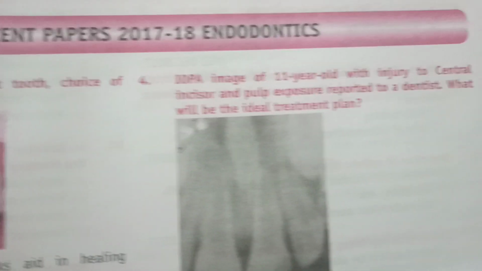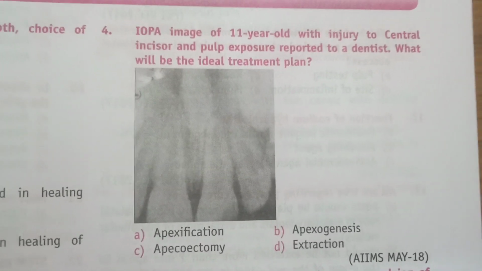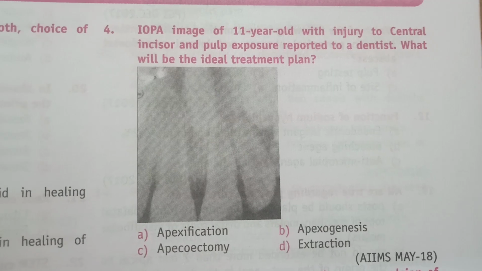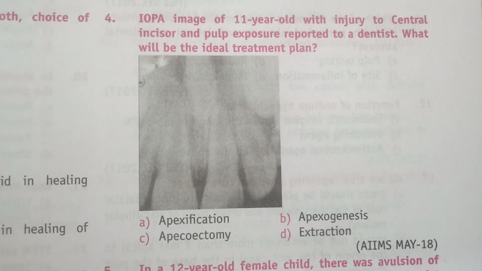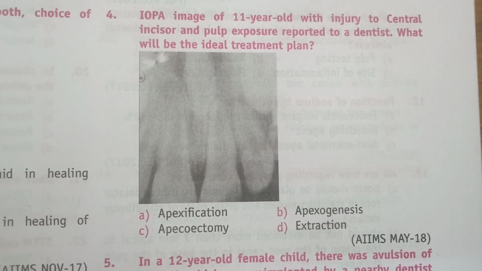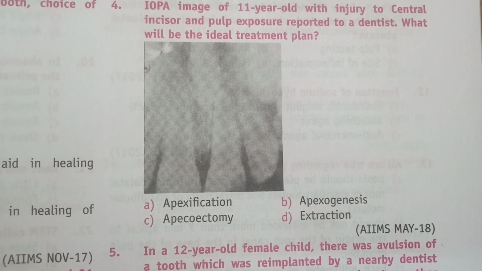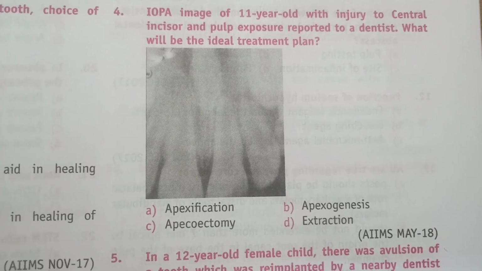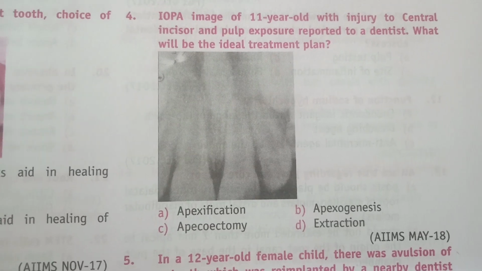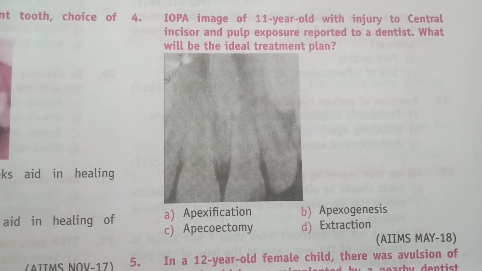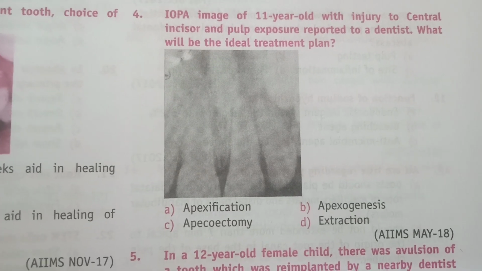Now next question. Question number 4. IOPA image of an 11-year-old with injury to central incisor and pulp exposure reported to a dentist. What will be the ideal treatment? You can see the central incisor, the root is not formed properly, and also pulp exposure is there. So the answer of this question is B. Apexogenesis.